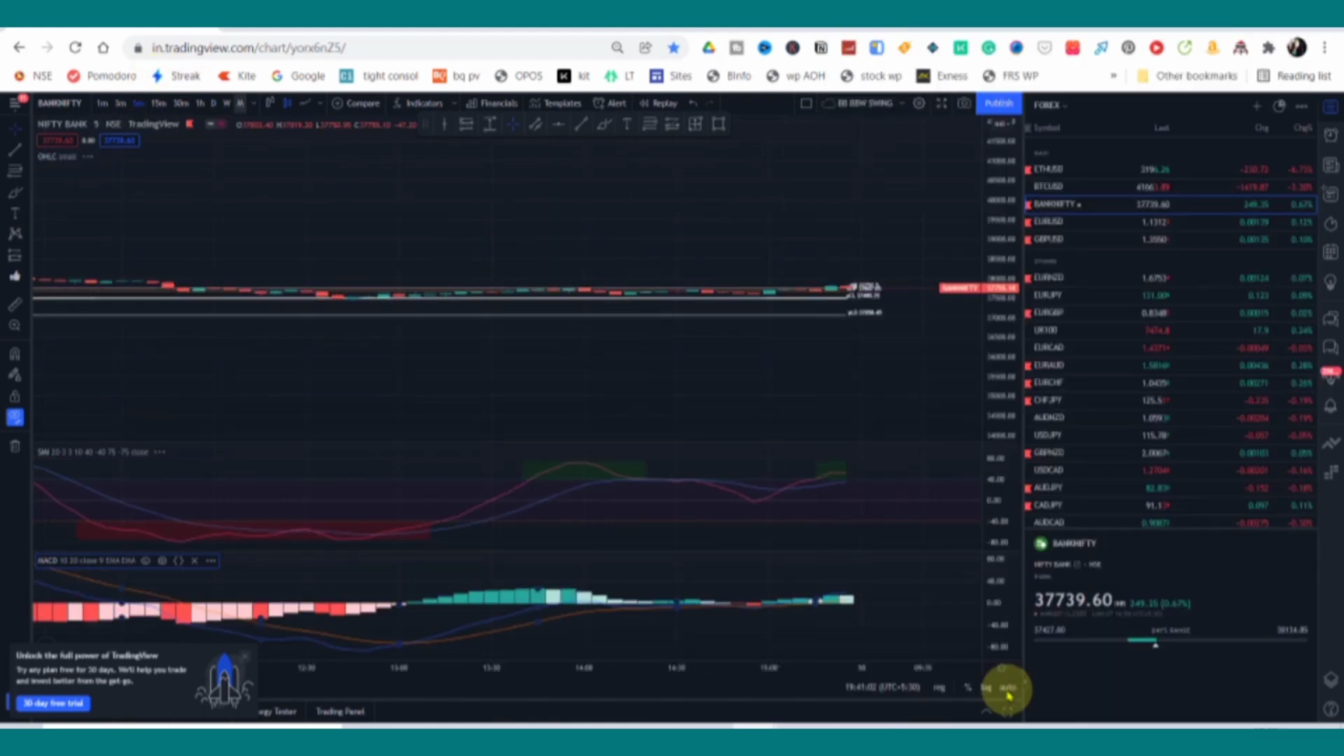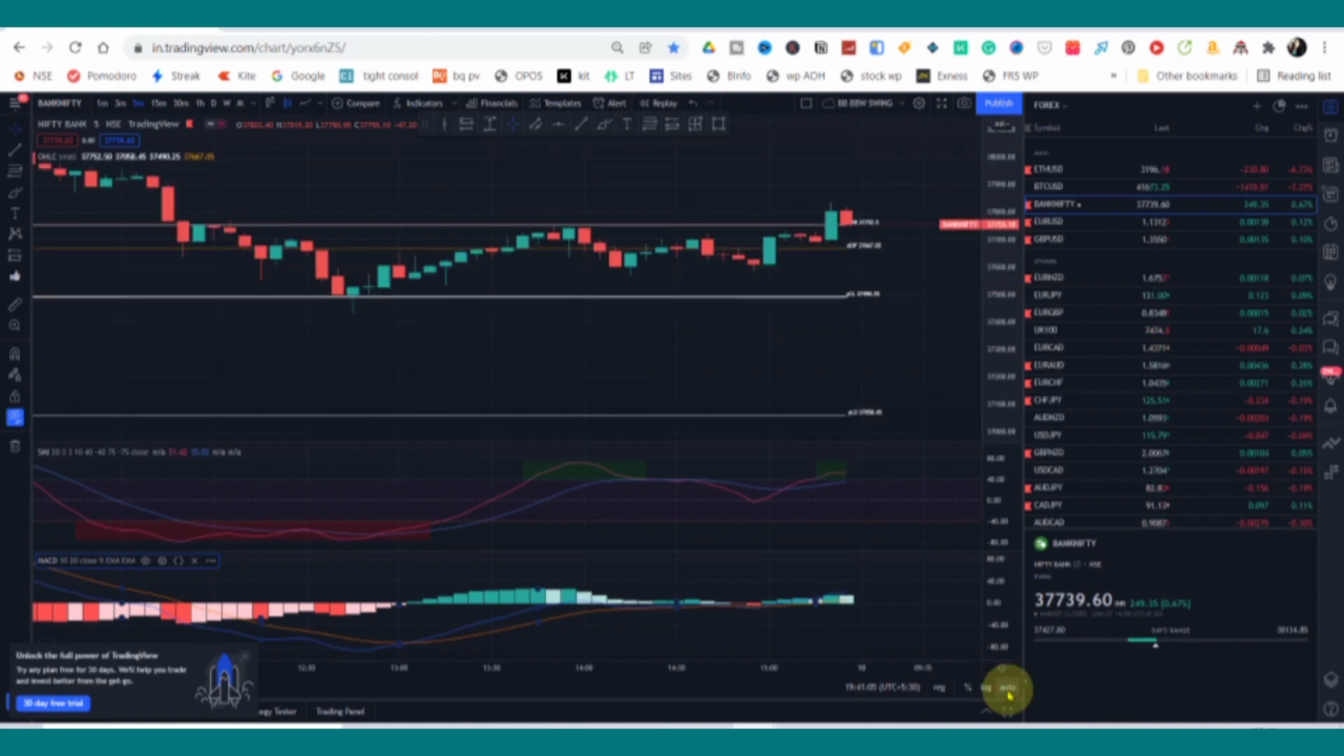You can use this strategy for weekly or monthly trading also. Just use the previous week's range for weekly and previous month's range for monthly trading.